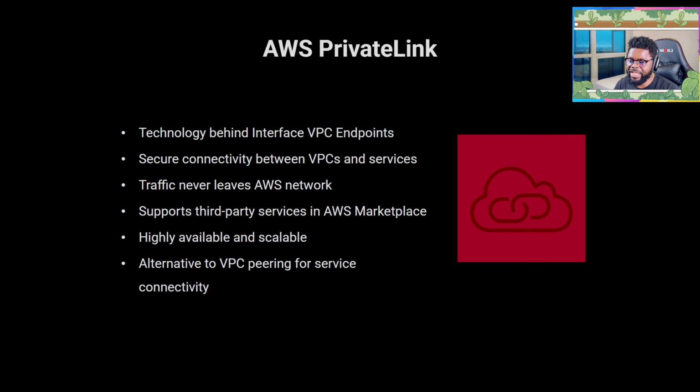So it means that you can expose just a single service. With VPC peering, it's like I'm pairing this VPC completely with another VPC, but you can go a different route and use PrivateLink to expose a single service. Traffic also never leaves the AWS network.